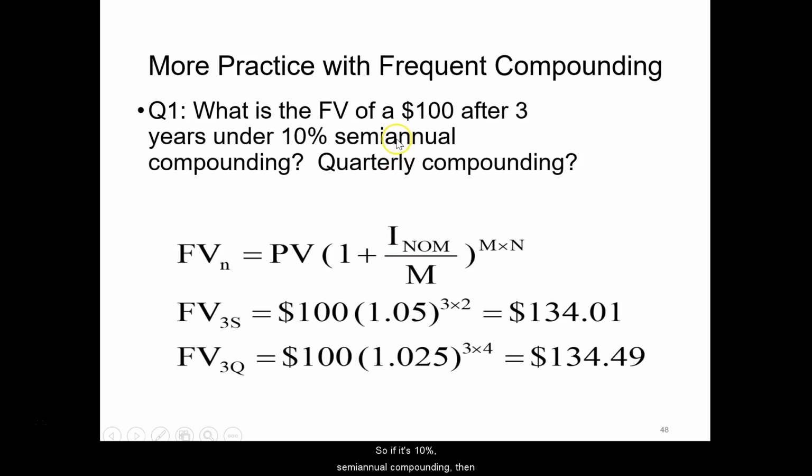So if it's 10% semi-annual compounding, then every 6 months we are using an interest rate of 5%, which is 10% divided by 2. And within 3 years, we're compounding 6 times because we do twice a year. So the future value will be 134.01.